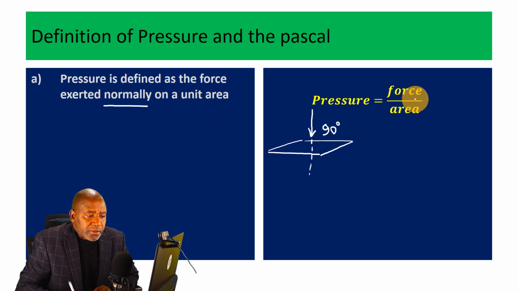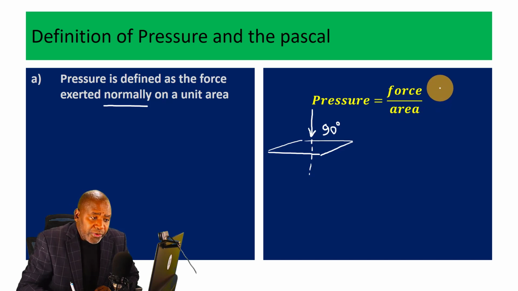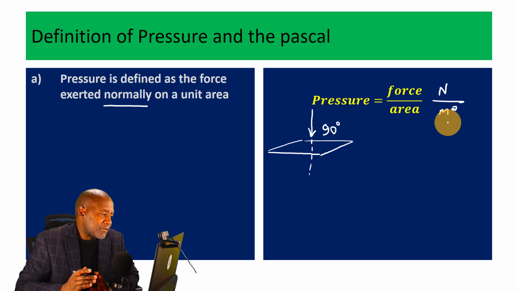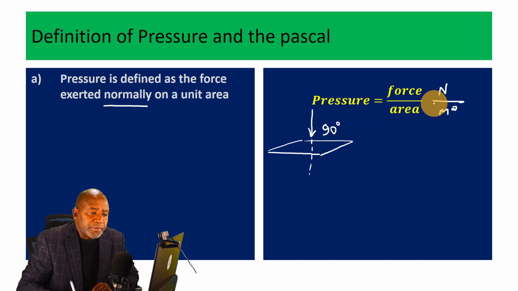Now, force has got the SI unit, newtons, while area has got the SI unit, meters squared. So we see that newtons per meter squared will be the SI unit of pressure. So in a situation where you're asked to define pressure and state its SI unit, it's simply: pressure is defined as force exerted normally on unit area. And then the SI unit of pressure is newtons per meter squared. That is when you are answering that particular question.